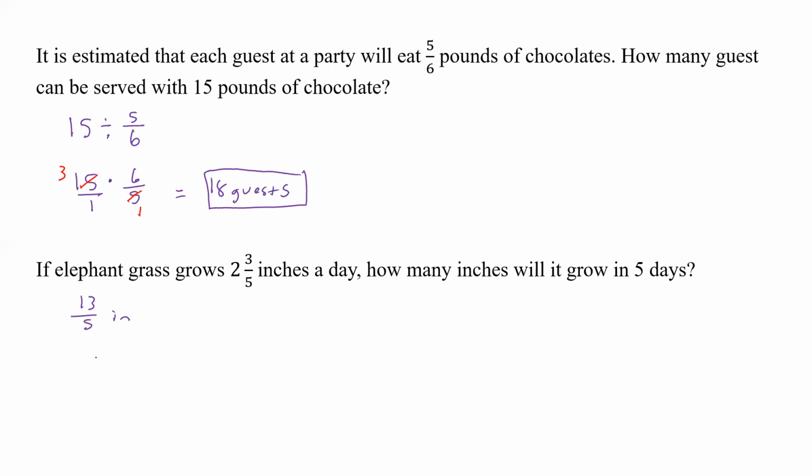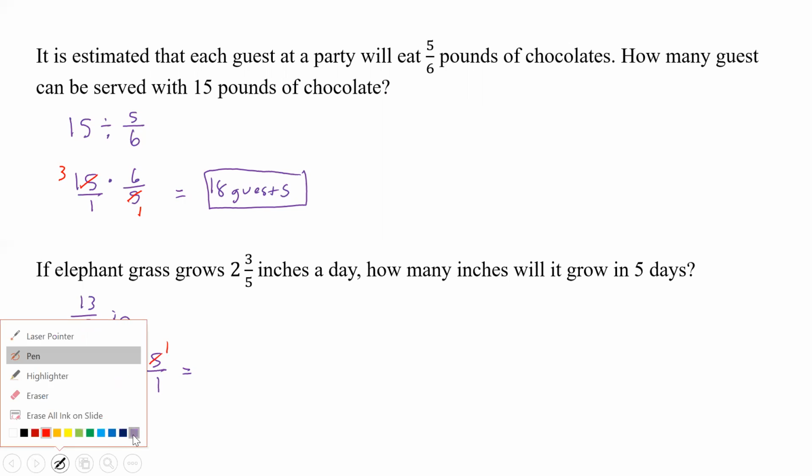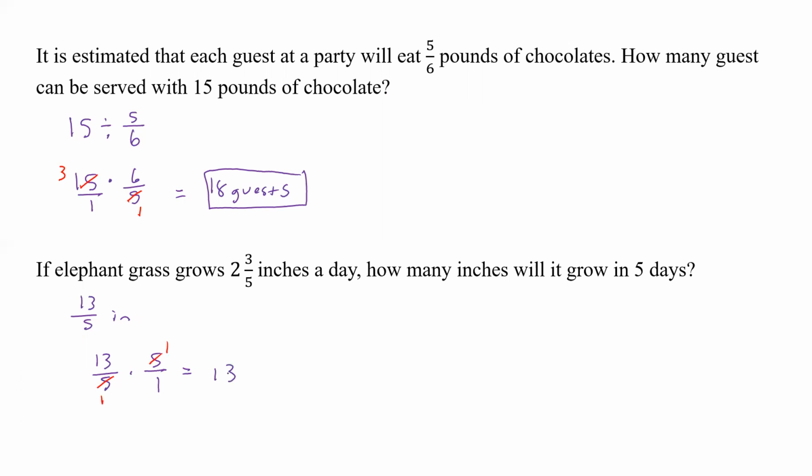Well, so what we're going to do is we have to take 13/5 times 5 days. Well, and again, we can put that over 1 if we want. And what's that going to equal? Well, 5 goes in here once, 5 goes in here once, and we get a simple 13, and don't forget your units, inches. Okay, so that's how much it's going to grow in those 5 days.